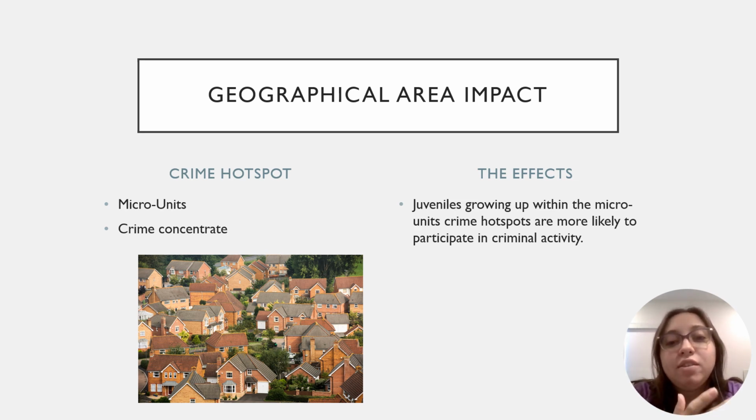Now the effects of the geographical area, specifically on juveniles: when a juvenile is growing up in these micro units, in these crime hotspots, they're most likely to participate in criminal activity because of the micro units and their acceptance of certain common norms and behavior. These juveniles are actively listening to the adults that take care of them, and if those adults participate in criminal activity, the children will follow in their footsteps, as in the saying, monkey see, monkey do.